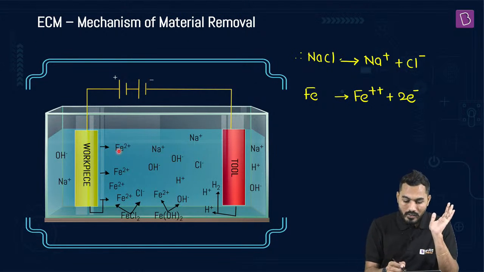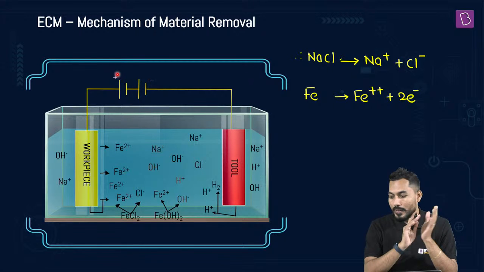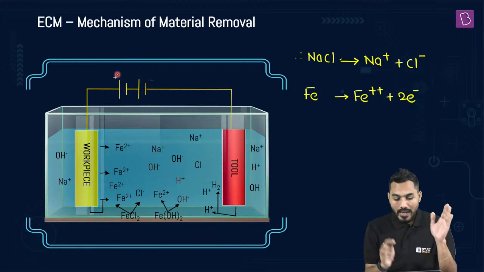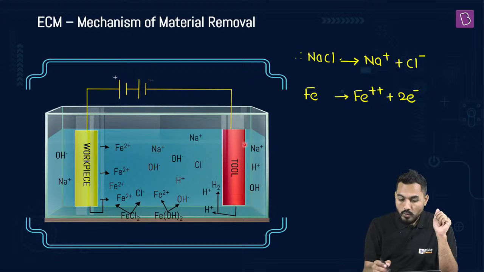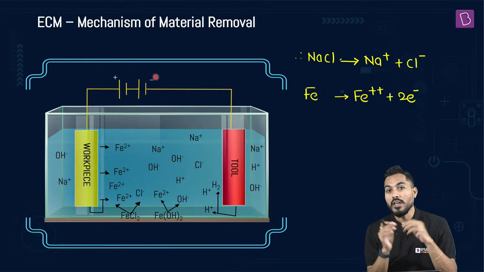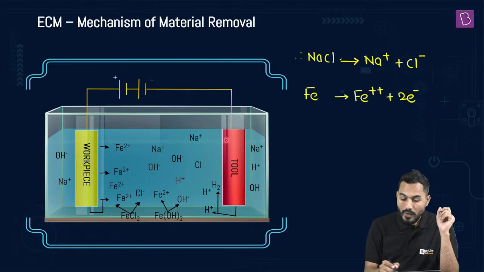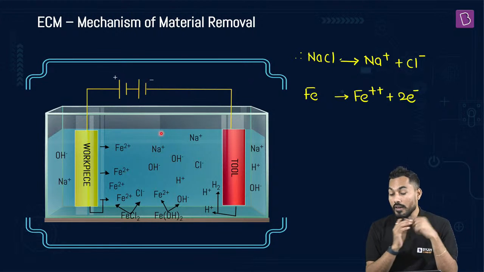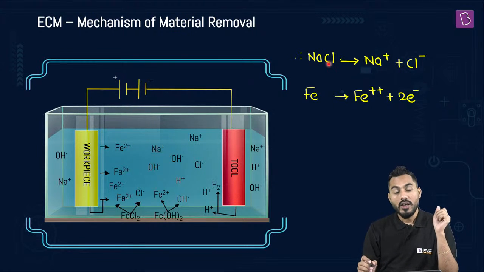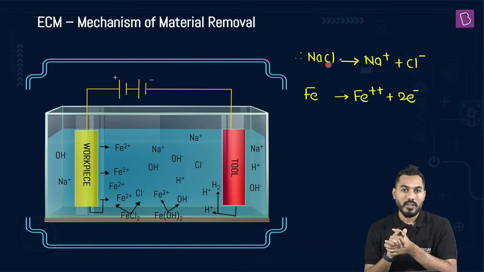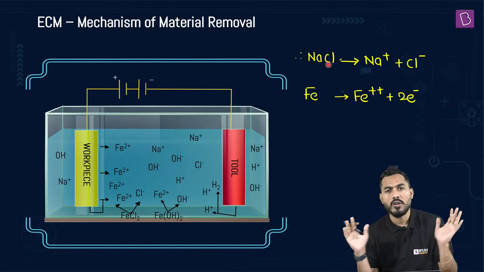Yesterday we discussed one particular example. This is my workpiece, which is connected to the positively charged terminal and acting as an anode, and this is my tool, which is connected to the negatively charged terminal and acting as a cathode. There is a conducting electrolytic solution we have selected, which is sodium chloride with water, called a salt solution. This is a good conductor of electricity.